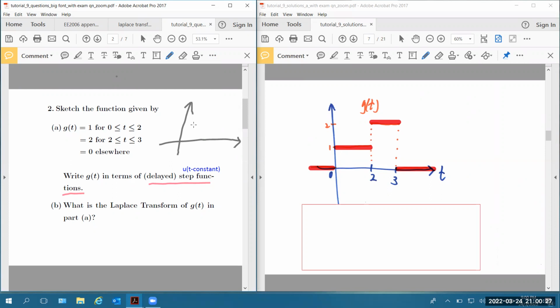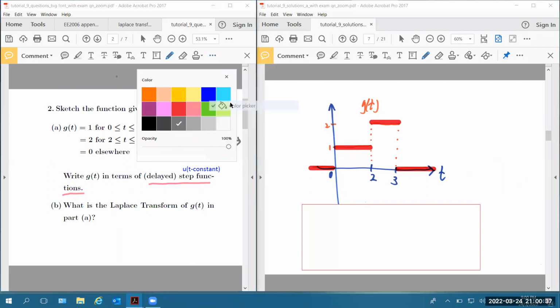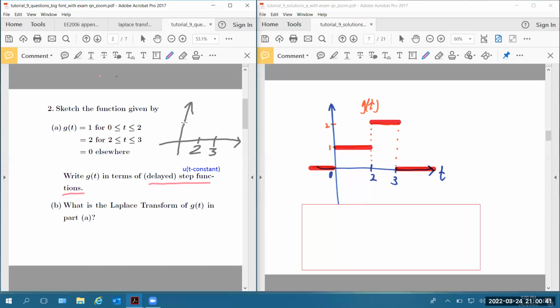All right, and then we have a 2 here, and then there's a 3 here. Let me change color again. So we have a pink one. We know that this is 1, this is 1, and then we have a 2. And then this one is actually 0. Yep, so it's like that.